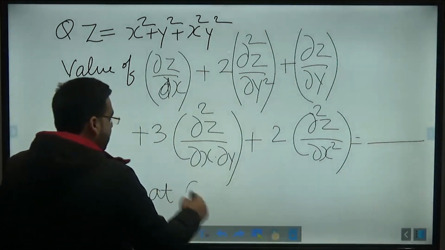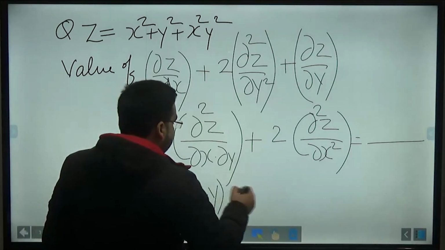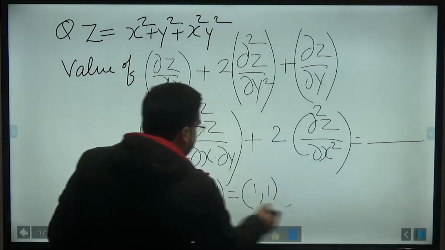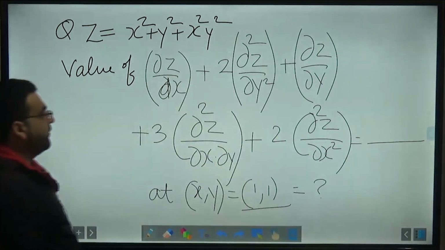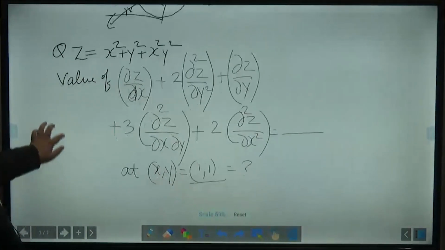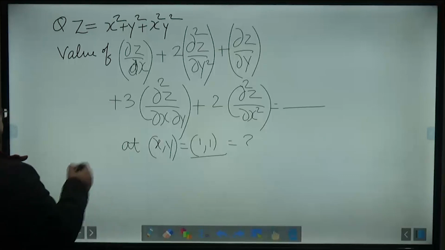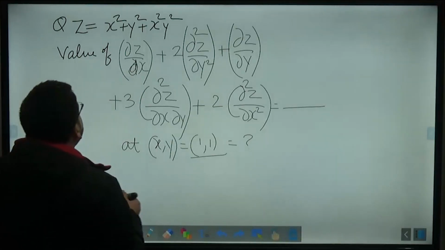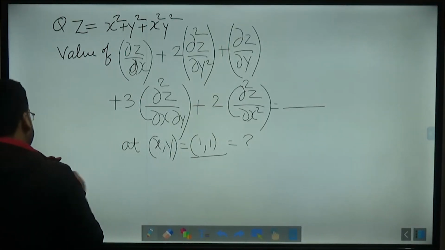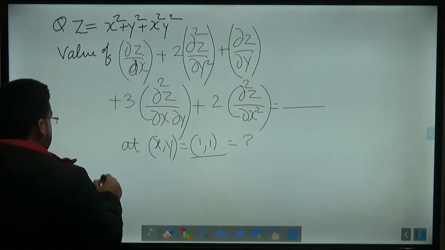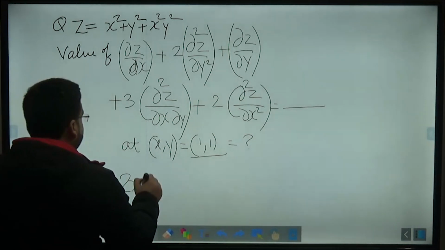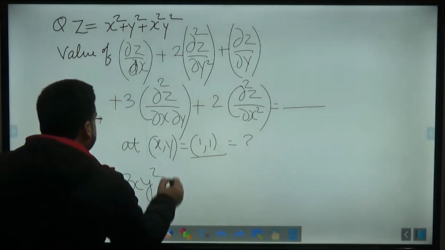at x comma y is equal to 1 comma 1. How much will be equal to? That is what we have to find. Again, very simple. Dou z by dou x. Dou z by dou x will be equal to, I am directly writing it, 2 times of x plus 2 times of x into y square.